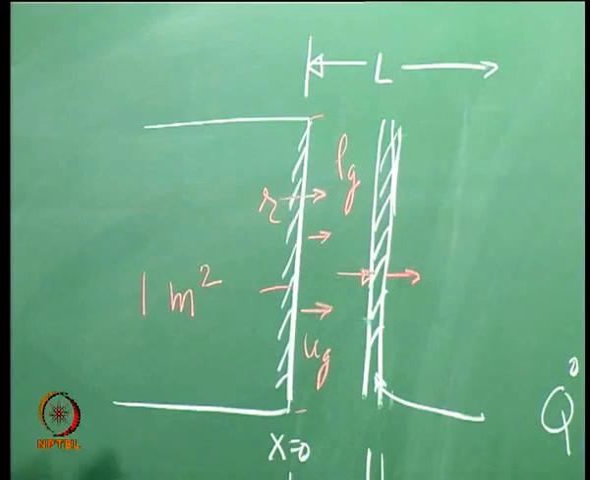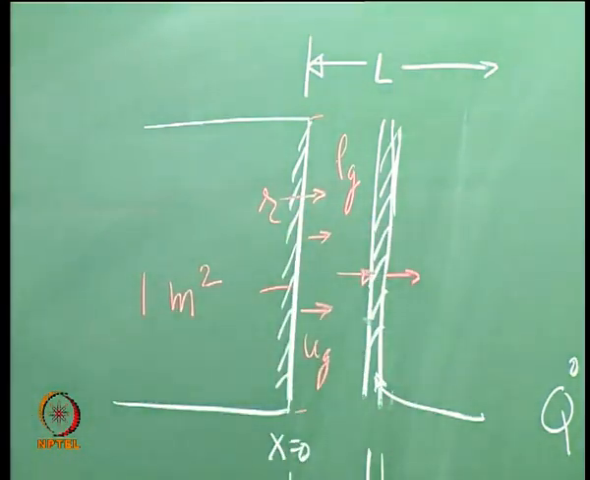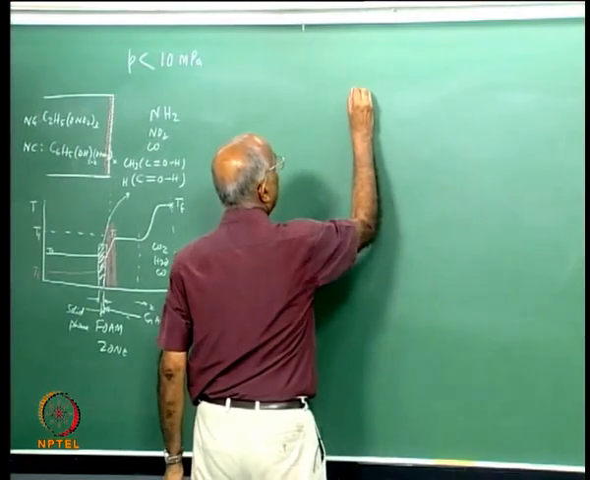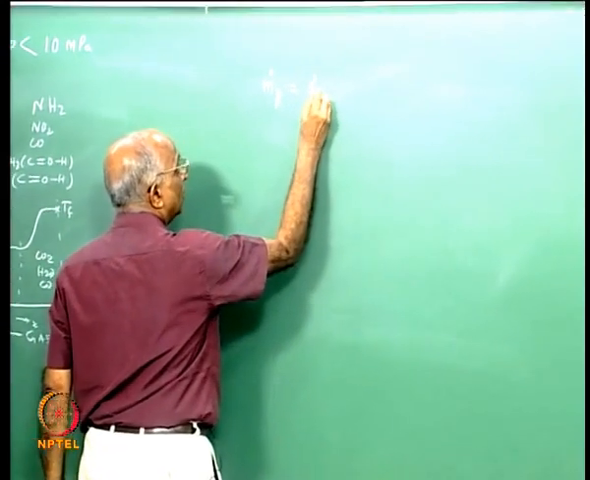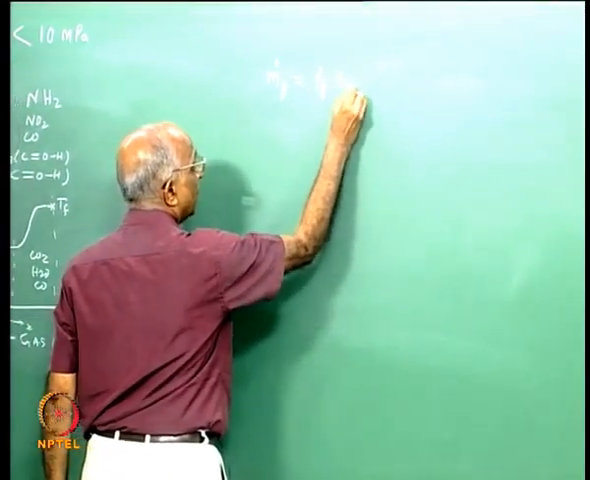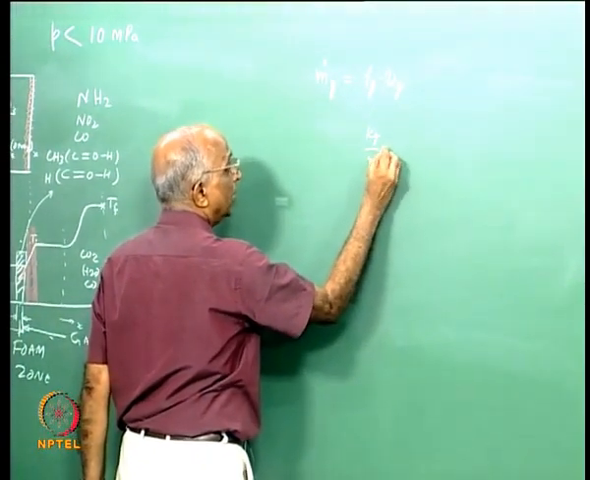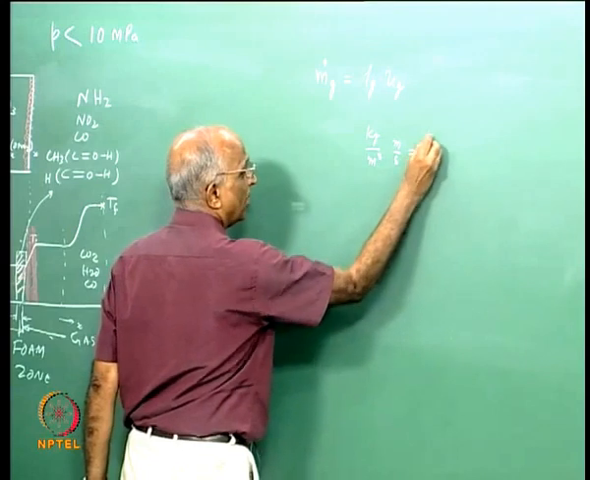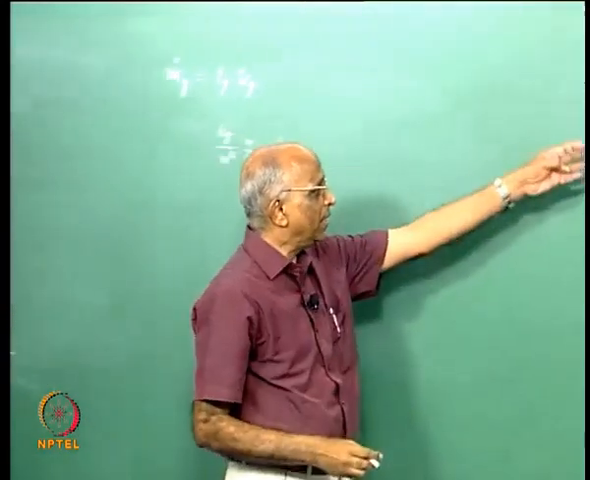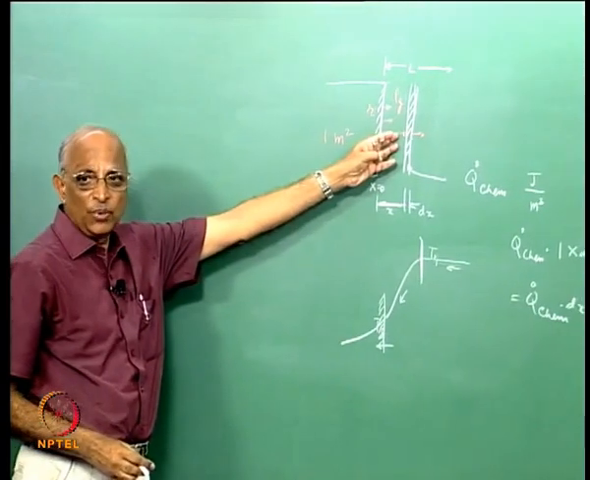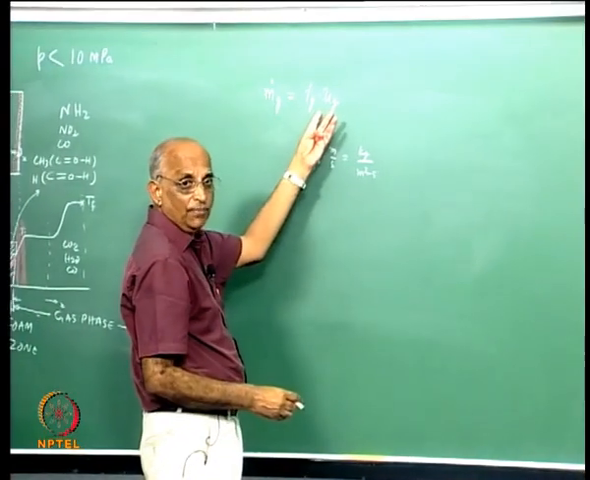Therefore, the mass flow rate at which the gases are entering into this control volume is equal to m dot g per unit area I am taking. Therefore, I have rho g into ug, that means I have so much kilogram per meter cube into meter per second, therefore I have so much kilogram per meter square second, and since I am considering unit area, the rate at which gas is moving, or the mass flux, is equal to rho g into ug.